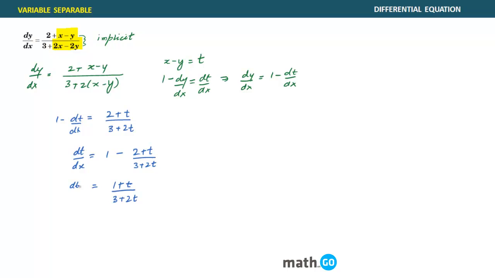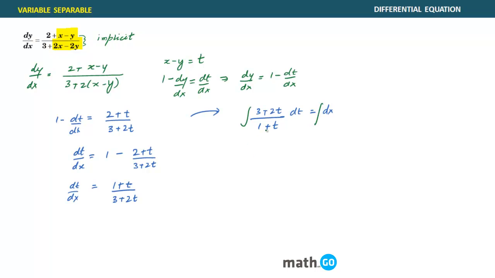Now can you see that this is completely in variable separable form because there is no term of x. So this actual question then reduces to (3 plus 2t) by (1 plus t) dt is equal to dx. Now this is the simple question that you have to solve, and this could be very easily integrated. How will you integrate this?